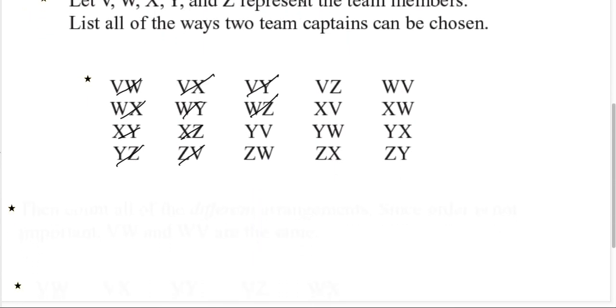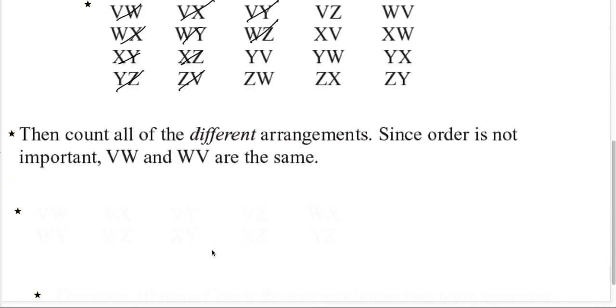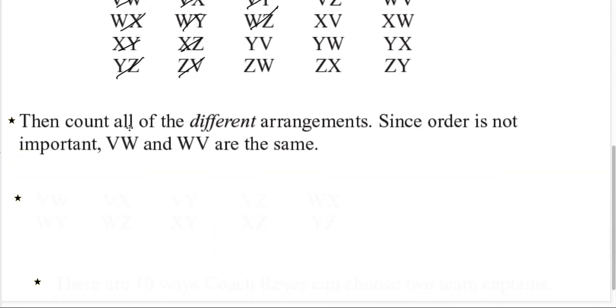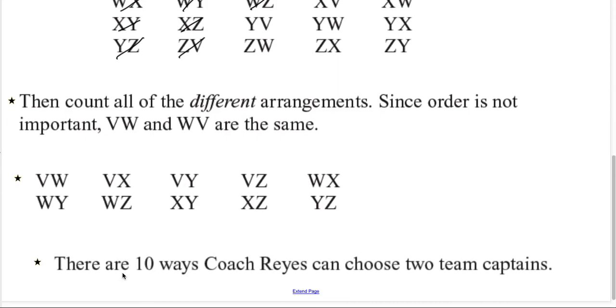If we do this, we take out the doubles, the duplicates, and count all of the different arrangements that are left. Since order is not important, in this case there are 10 ways Coach Reyes can choose 2 team captains. And that's our lesson. Thank you for watching.